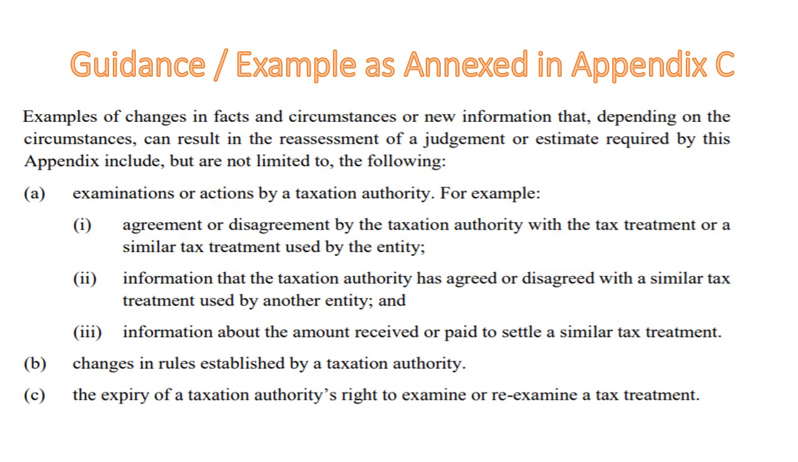Appendix C gives a few examples of changes in events and circumstances which involve agreement or disagreement of the tax authority about a similar tax treatment in a different year. This standard goes on to say if there is any legal precedence during the year in this regard for some other company, then also we should account accordingly and provide the same in our books.